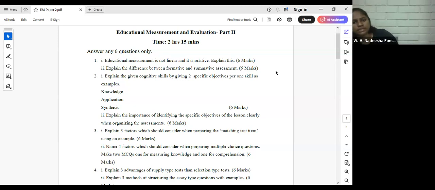Educational measurement is not linear and it is relative. Explain this. What can you say about that? Educational measurements are not linear. Why?